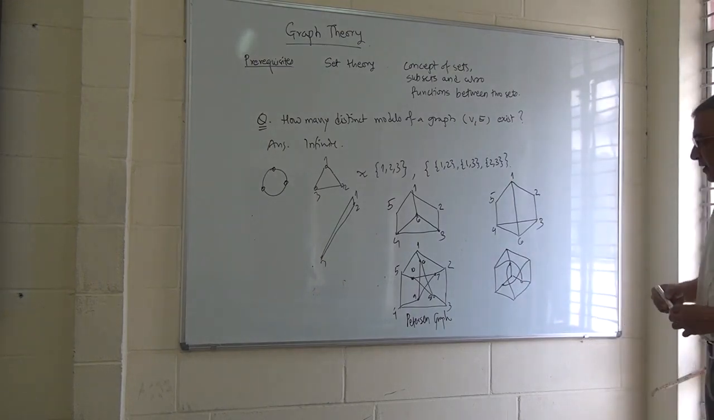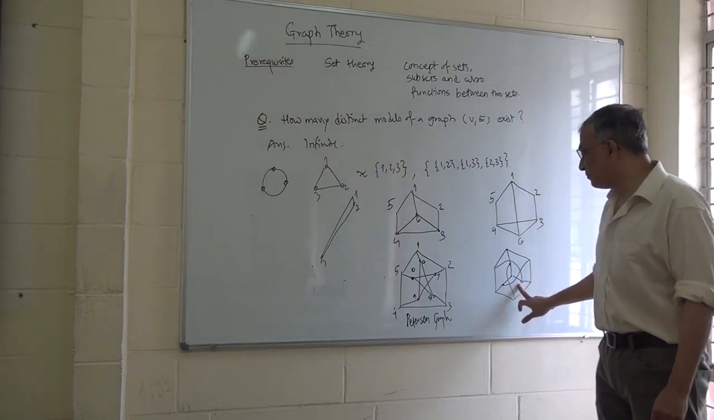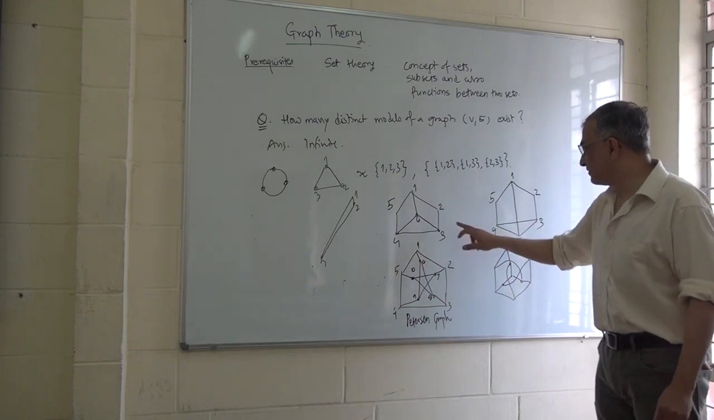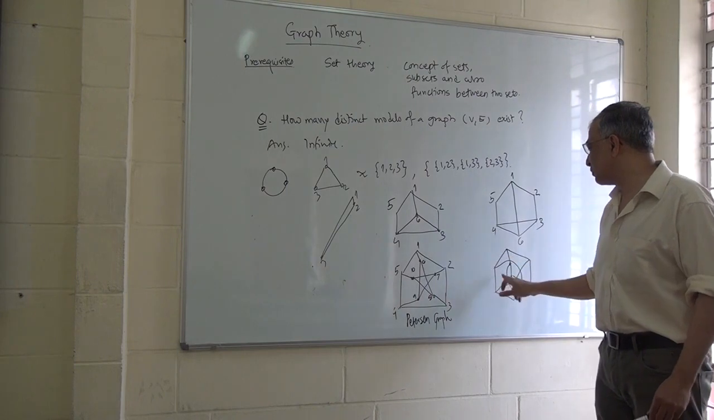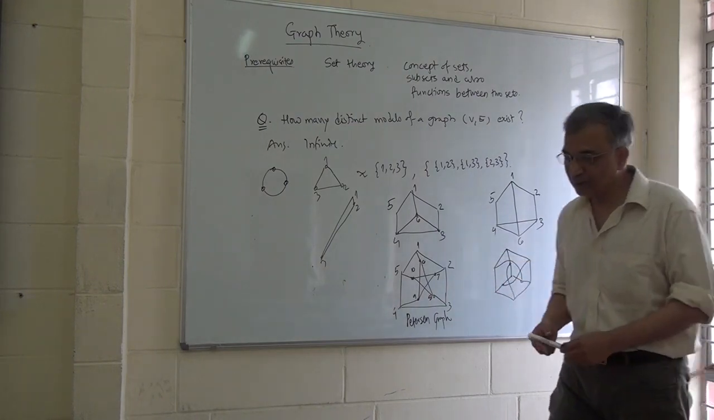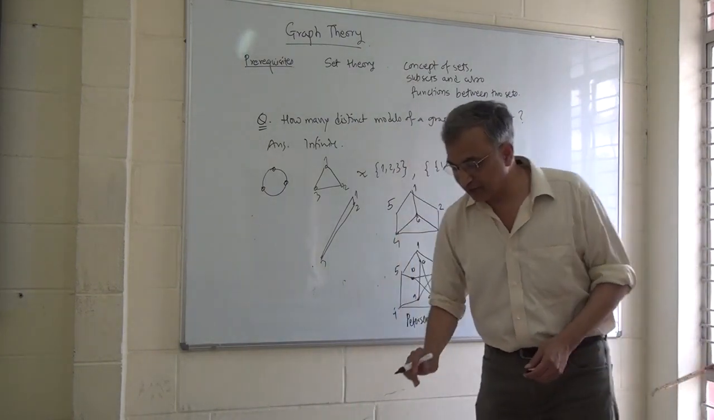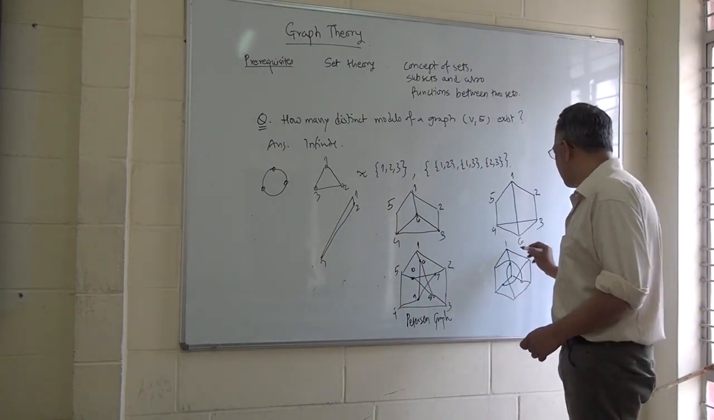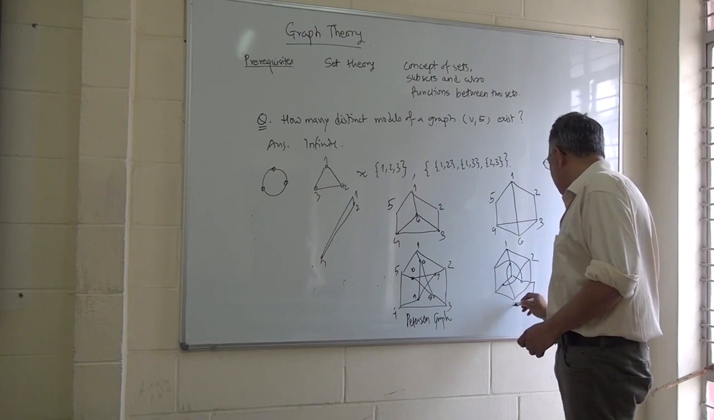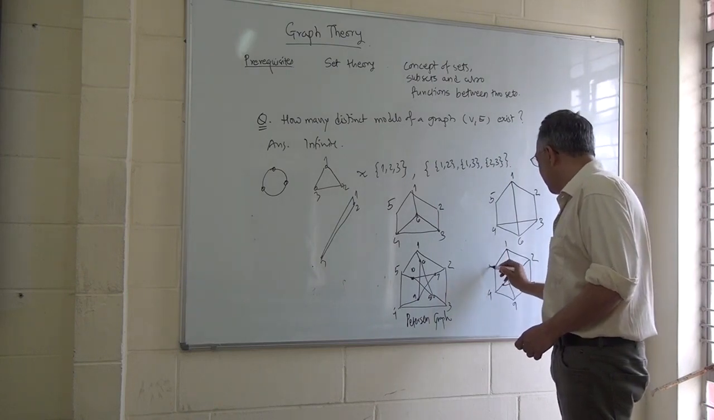Now this graph looks even more different. The difference between this graph and this graph looks even more stark than these two. But these two are the same. How? I will just number them and then you can check for yourself that they are the same. 1, 2, 7, 9, 4, 5.